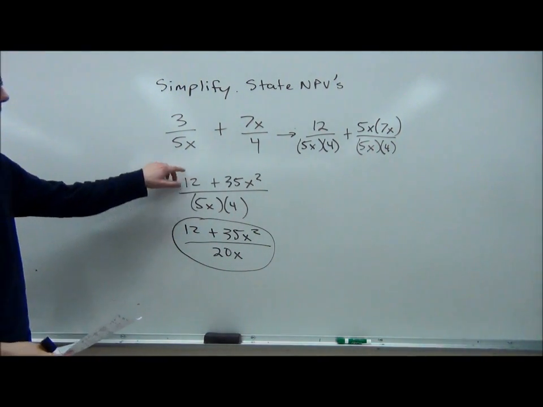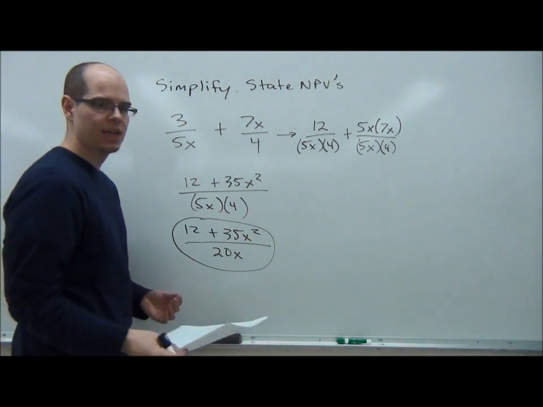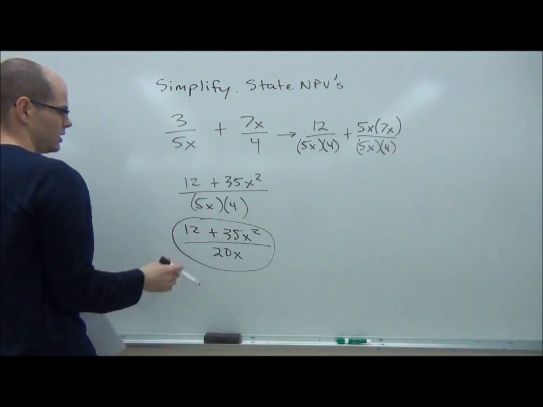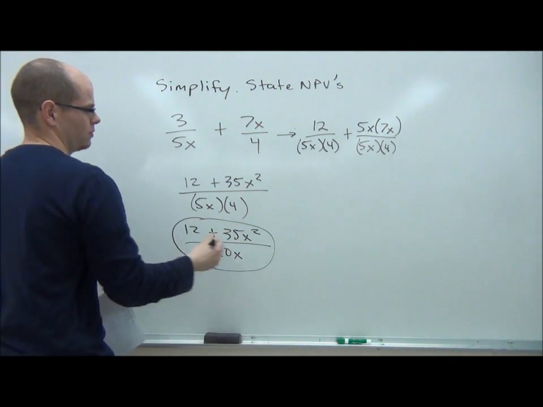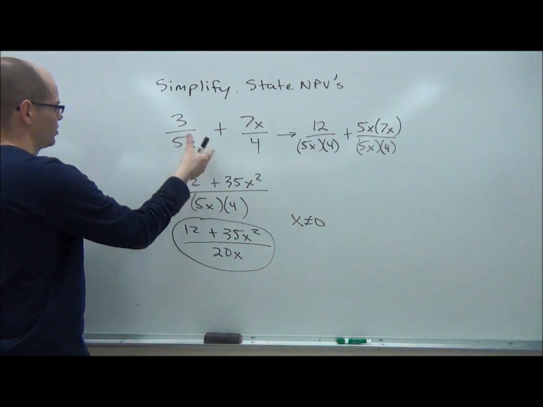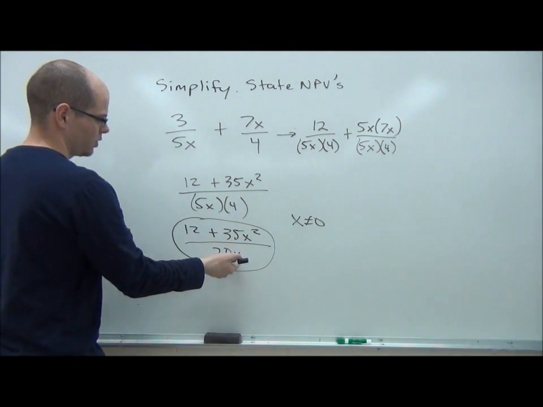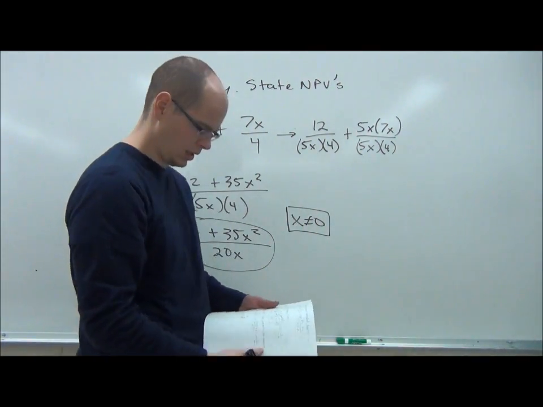What were the non-permissible values here? You've got to be careful when you cancel things. Sometimes you'll hide a non-permissible value. In this case, what makes the denominator 0? Well, 5 times 0 is 0. So x cannot equal 0 because up here you'd have 5 times 0, which is 0. And the same thing down here, 20 times 0 is 0. So x cannot be 0.